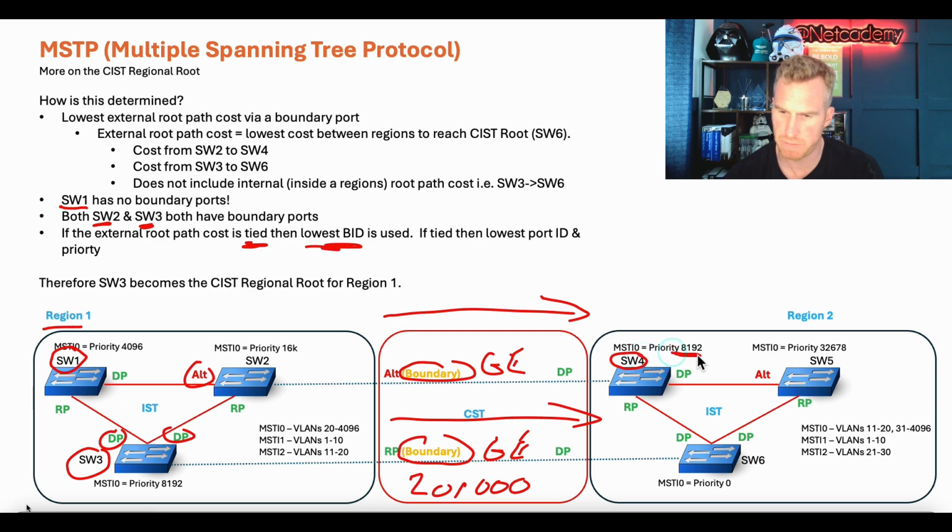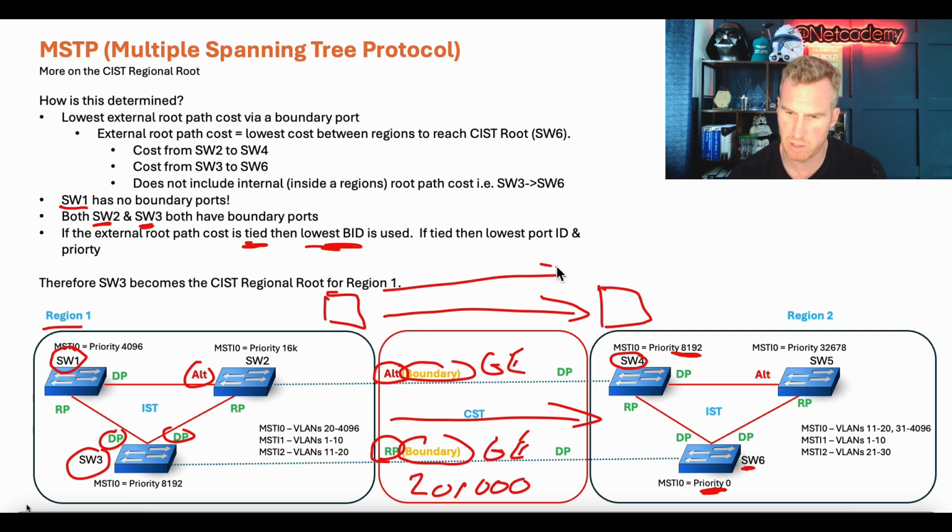SW4 has got 8,192. SW6 has got a priority of 0, and that is why this interface here is a root port and this interface here is basically discarding. Because again, remember, logically these regions are seen as two great big giant switches with two links going over them. One needs to be discarding and one actually needs to be forwarding that traffic.